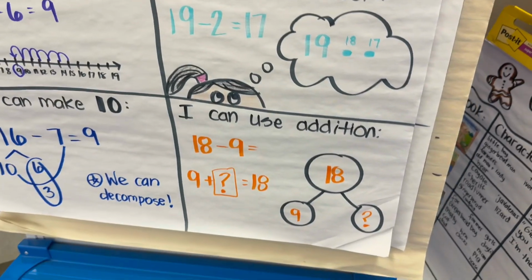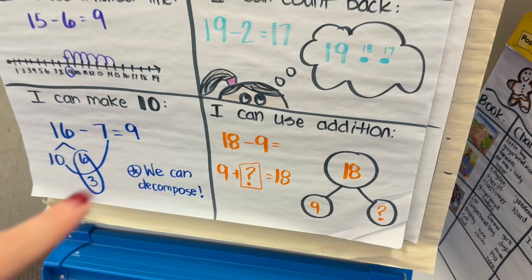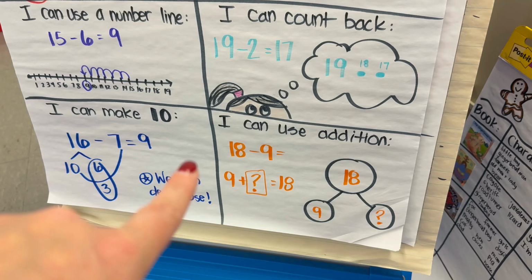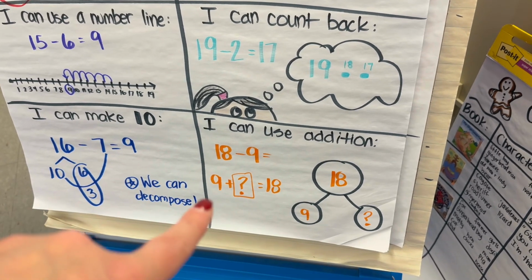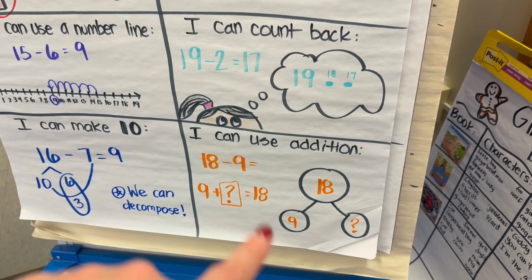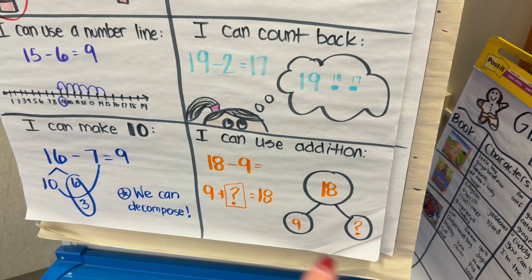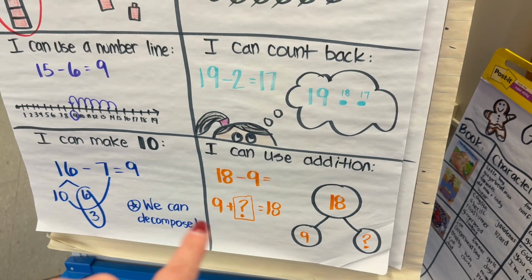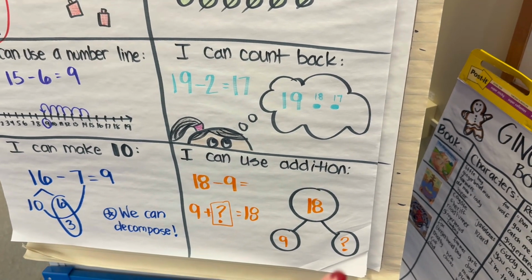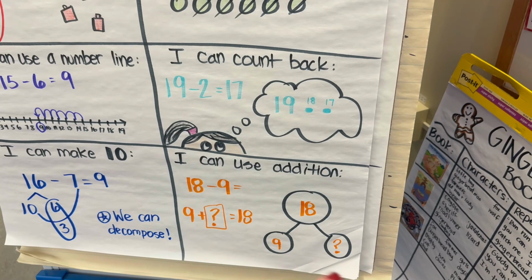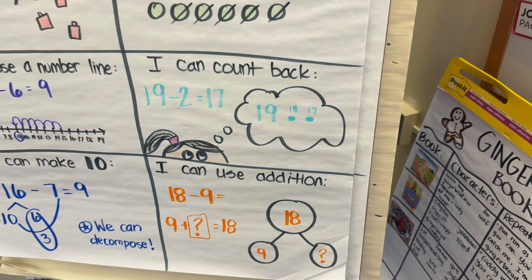All right, now let me flip it. Okay, last one. I can use addition to help us subtract. 18 minus 9 equals. If I see 18 minus 9, I'm also saying 9 plus what equals 18. And that right there, my friends, is a doubles fact. So if I represent this as a number bond, then I can quickly see what that number is.